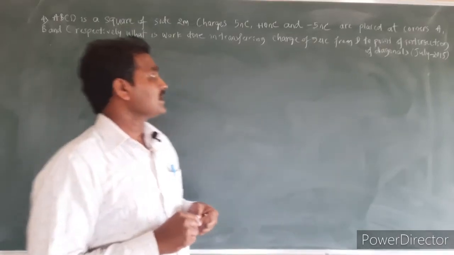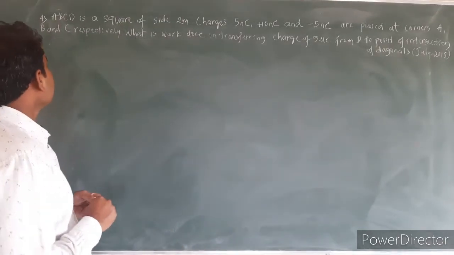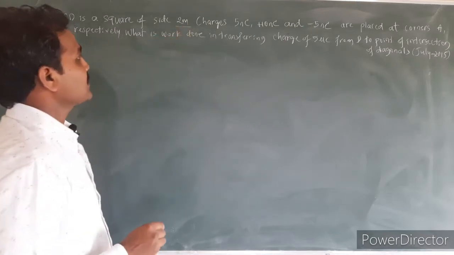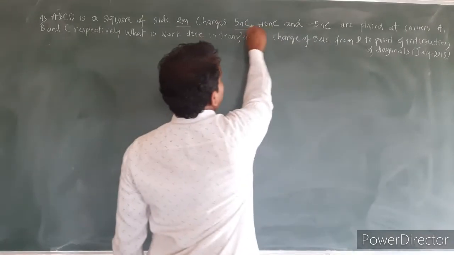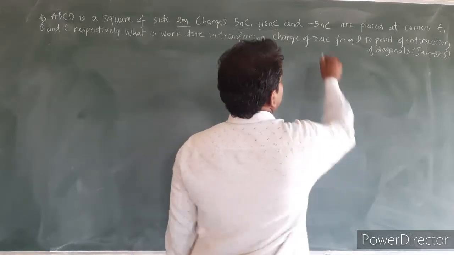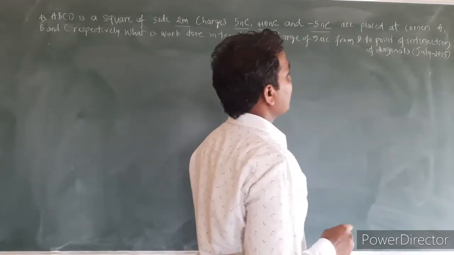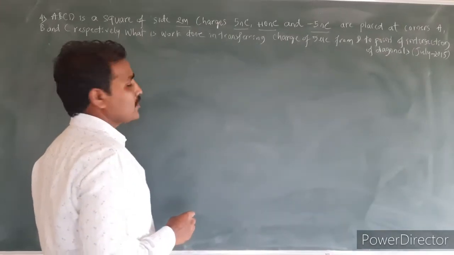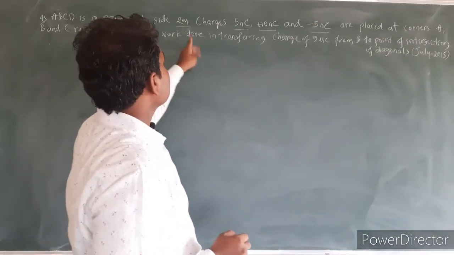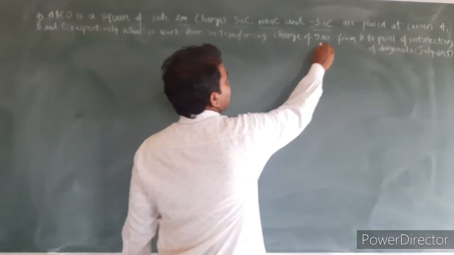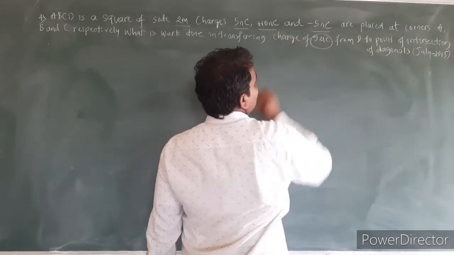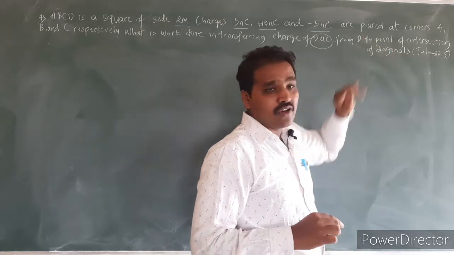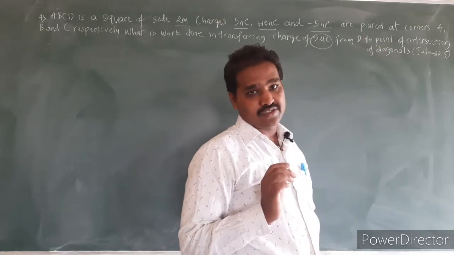Let us look at the next problem here. It is given that ABCD is a square of 2 meters, and charges of 5 nanocoulomb, 10 nanocoulomb and minus 5 nanocoulomb are placed at corners A, B, C respectively. We are asked to find what is the work done in transferring a charge of 5 microcoulomb from point D to the point of intersection of diagonals.